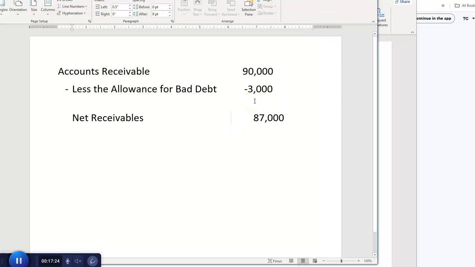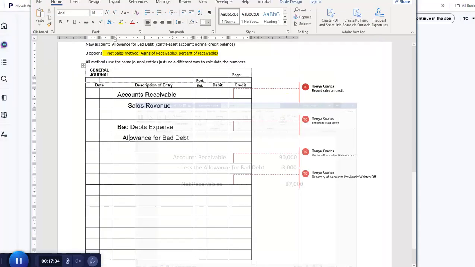And so companies have to estimate this amount. This is simply an estimate. We still hope to collect all $90,000, and this estimate can be based on past experience. Now, under the allowance method, when we write off an account, what we will do is a little different than the direct write-off method. We will debit the allowance account that we created, allowance for bad debt, and then we will credit accounts receivable.